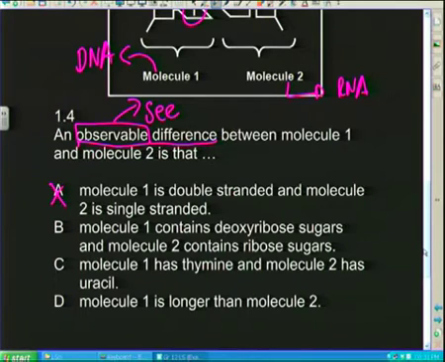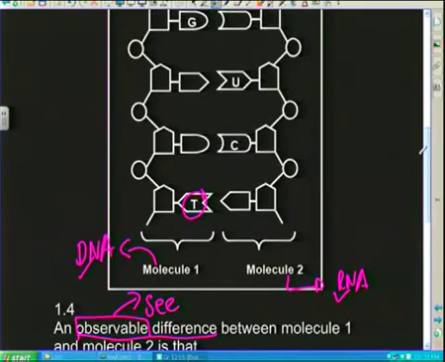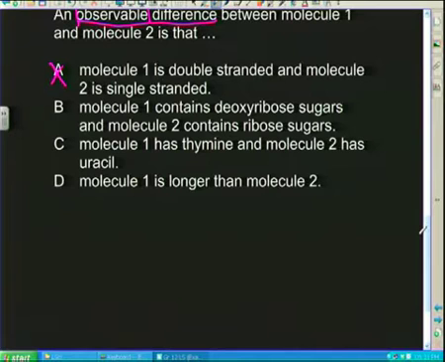Number B, molecule 1 contains deoxyribose sugar. Yes, it does. And molecule 2 contains ribose sugar. Yes, it does. But if we have a look at the diagram, it doesn't tell you that. The same circles are shown and they don't show any difference. So it's not an observable difference. Again, you see how tricky that's going to become. You must read your questions very carefully.